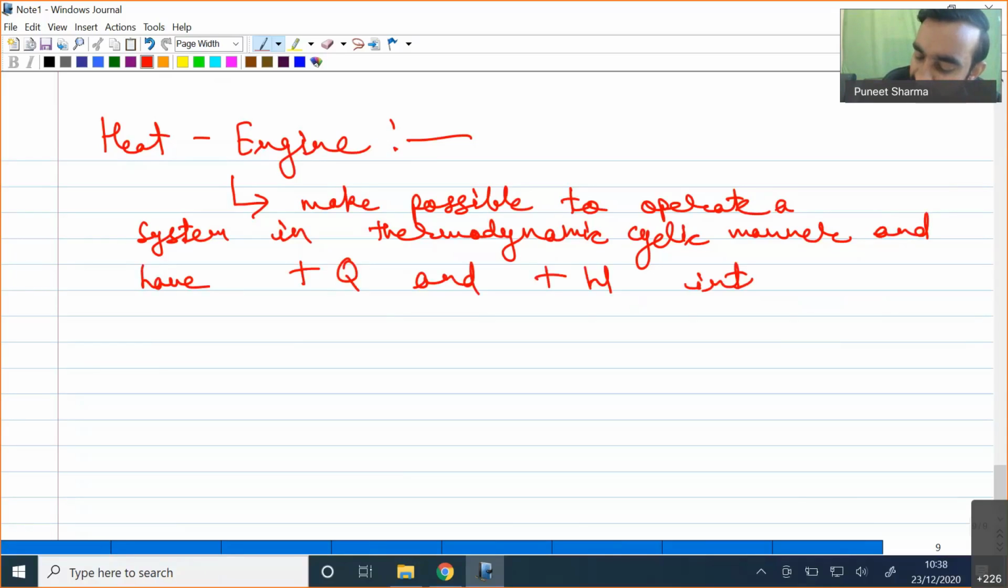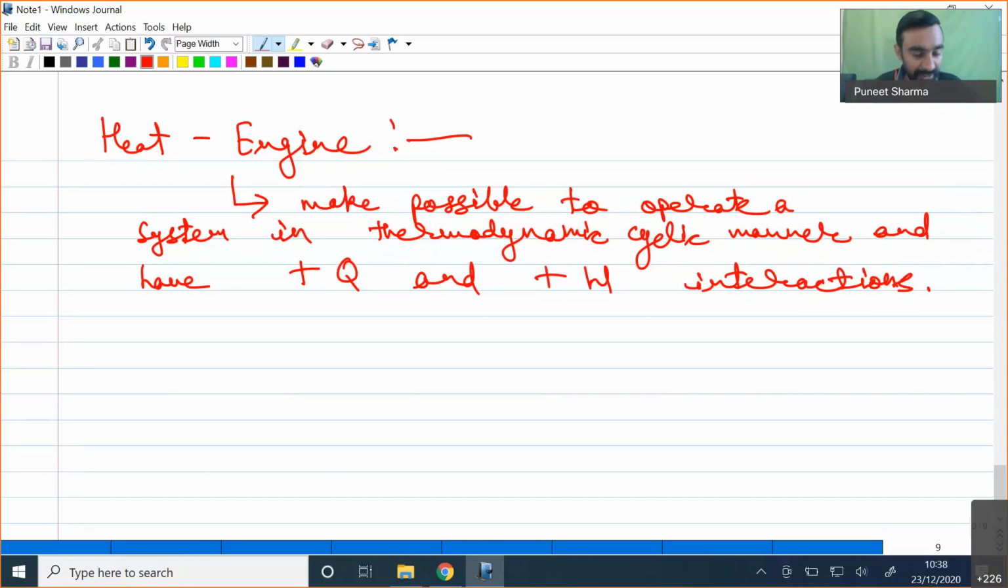Okay, so it means our heat engine will facilitate a positive amount of heat transfer, meaning heat is added into the system, and a positive amount of work which we obtain from the system, and at the same point of time we can operate this system in a thermodynamic cyclic manner.